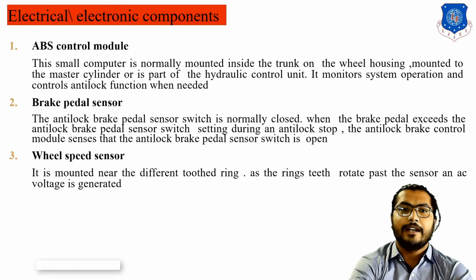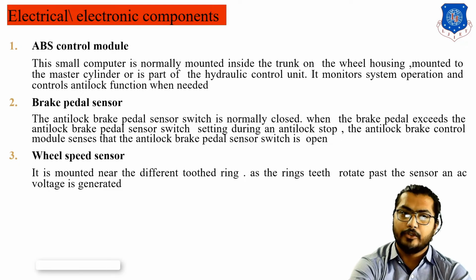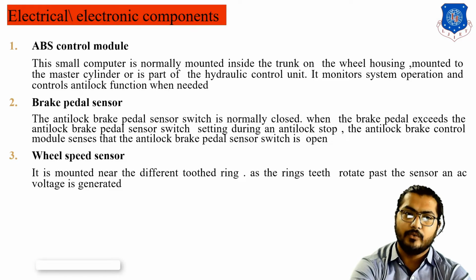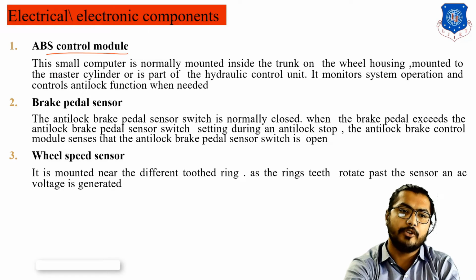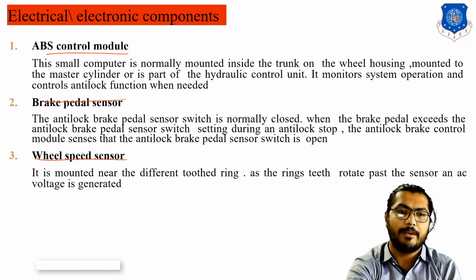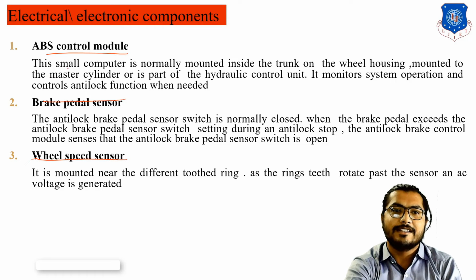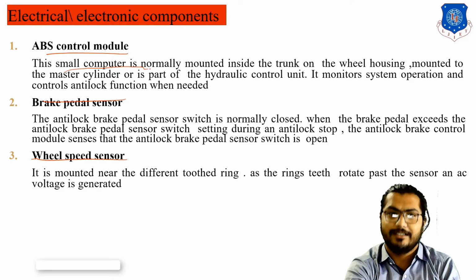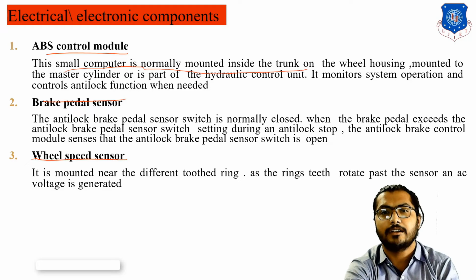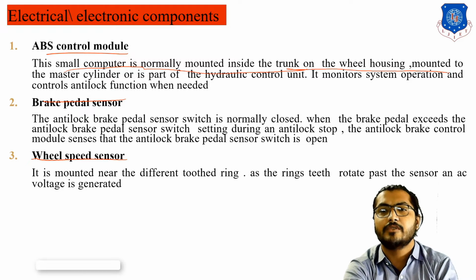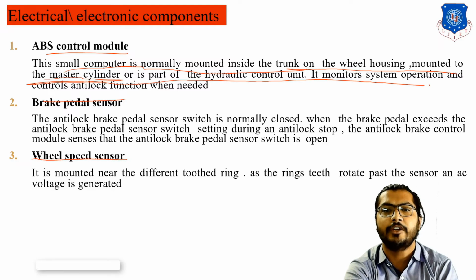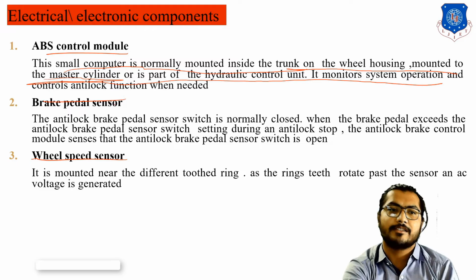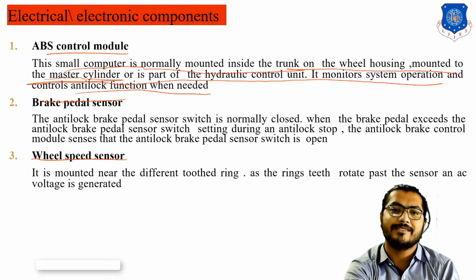Now, electrical and electronics components. There are three components: the ABS control module, brake pedal sensor, and wheel speed sensor. The ABS control module is a small computer, normally mounted inside the trunk on the wheel housing, mounted on the master cylinder, or is a part of the hydraulic control unit. It monitors the system operation and controls the anti-lock functions when needed.